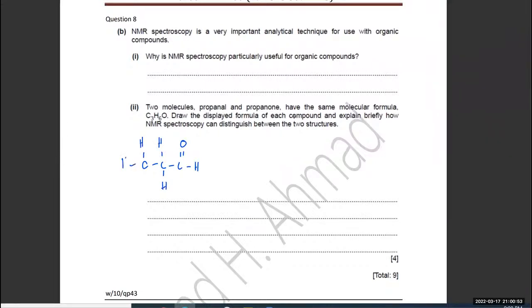So how many peaks in this one? 1, 2, 3. The first one, 3. Okay, so it's going to have 3 peaks, right? And this one is going to have 1 peak, right? Yeah, that one, 1 peak.